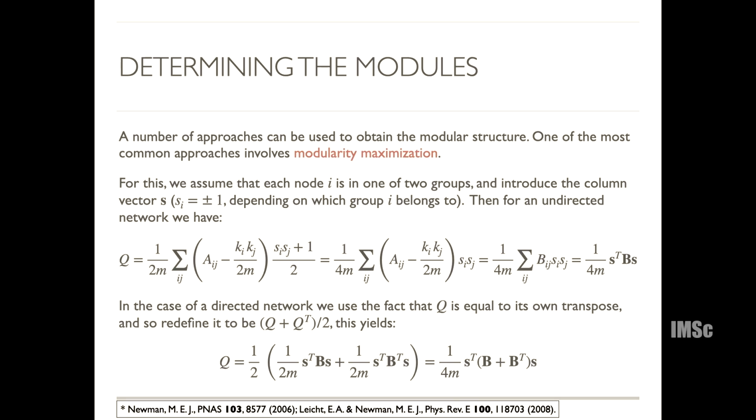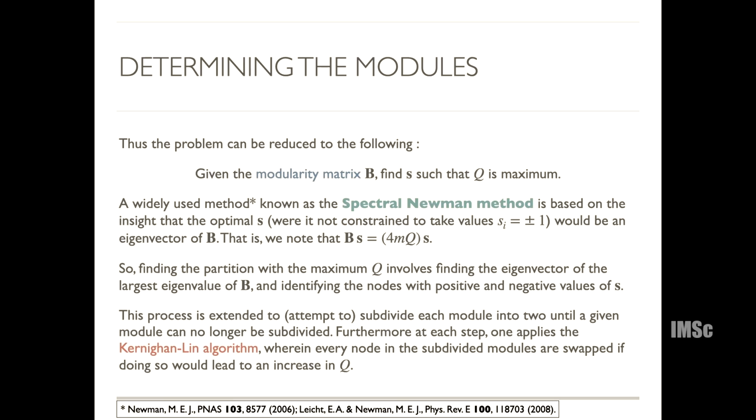Okay, so what do we do now? The issue is to maximize Q, right? That's what we decided from the beginning. We need to maximize Q and find the partition that maximizes Q. So now Q is going to improve if you have a partition that is the best possible.